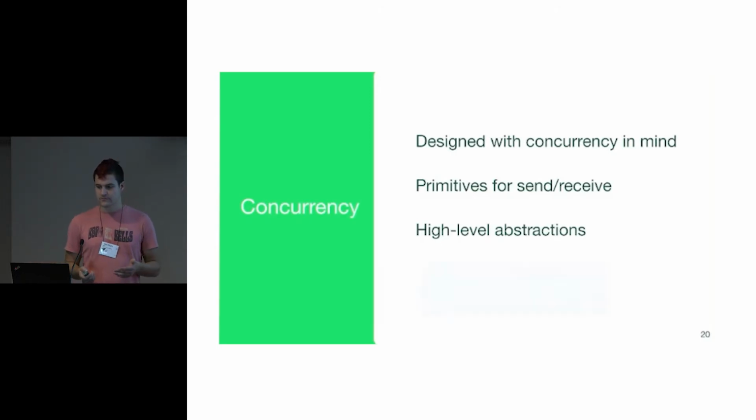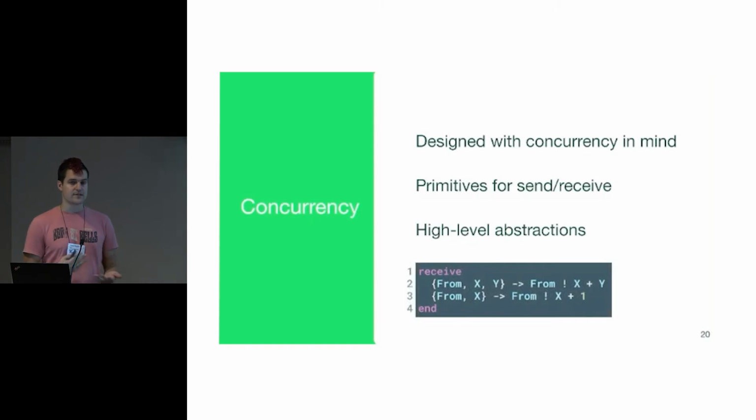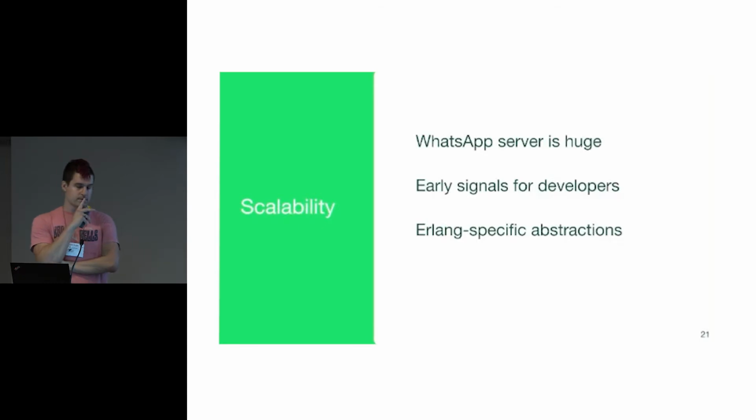Basically, you have primitives for sending and receiving as first-class citizens in the language, and you also have all sorts of high-level abstractions like state machines and gen servers and this kind of stuff. And finally, scalability, which is always a challenge in all sorts of program analysis, but I would like to point it out here because WhatsApp server is huge.